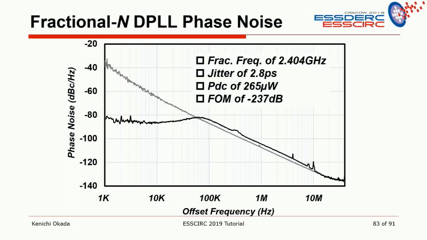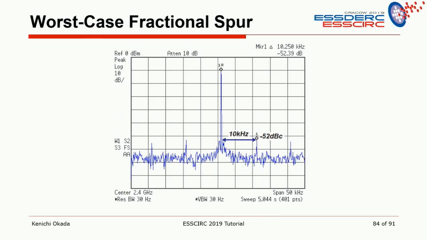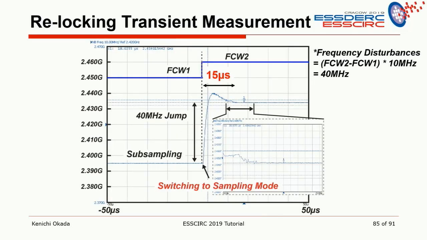In this case, the total power consumption is 256 microwatt with a FOM of -237 dB realized. Okay, this is the fractional spur, and this is the settling time.